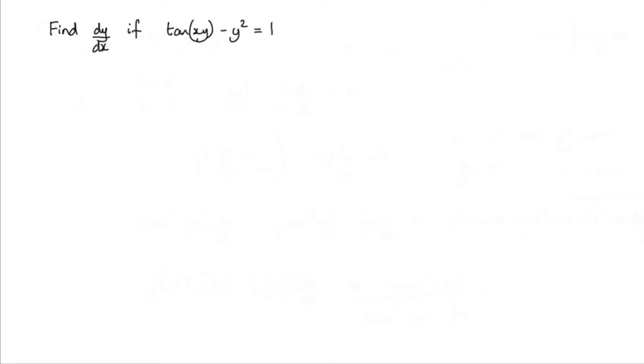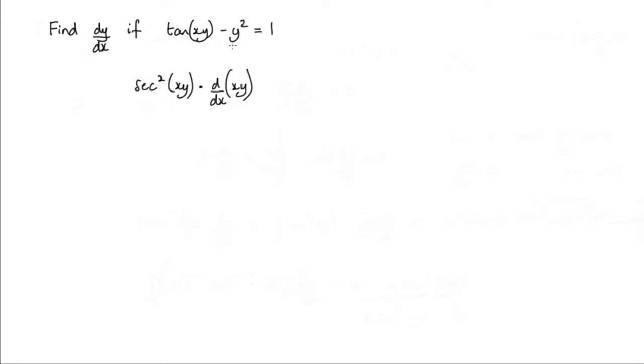In this question, we're asked to find dy by dx if tan of xy minus y squared equals 1. Now let's start by differentiating this term here. We will need to apply the chain rule, and we've also got a product in here as well. So what we're going to get is sec squared xy, and that's simply just by differentiating tan of a single term. But then we need to multiply that by the differential of xy, so that little product.